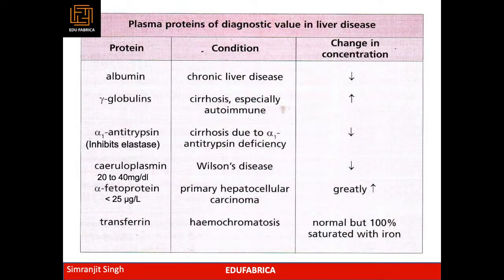So plasma proteins of diagnostic value in liver disease: albumin, in chronic liver disease, changes in concentration. Gamma globulins, in cirrhosis, especially autoimmune, are increased. Alpha 1 antitrypsin, in cirrhosis due to alpha 1 antitrypsin deficiency, is decreased.